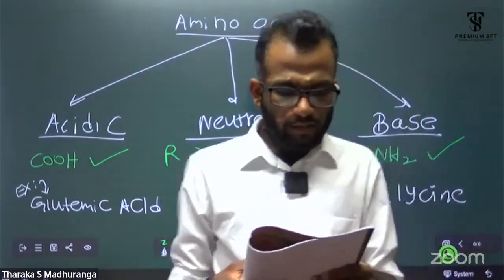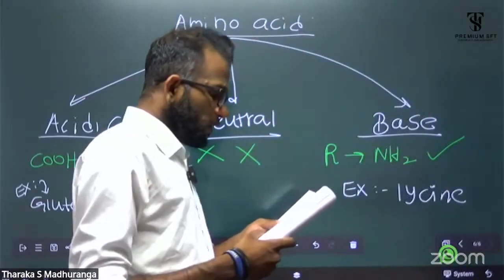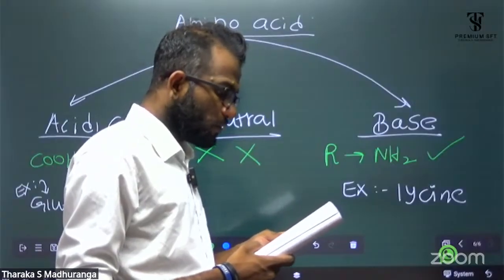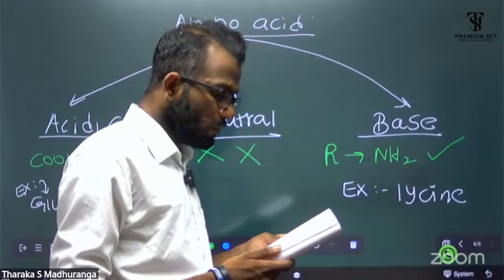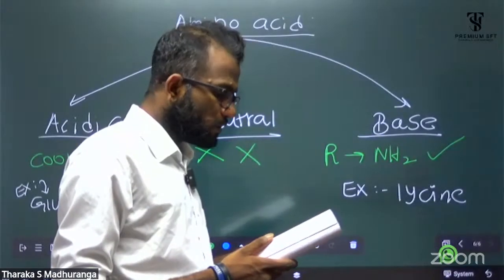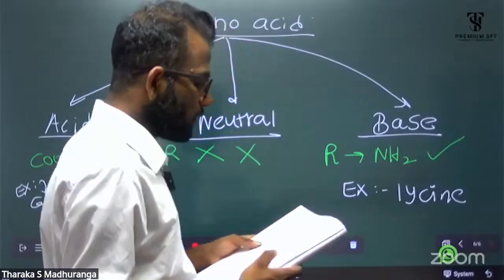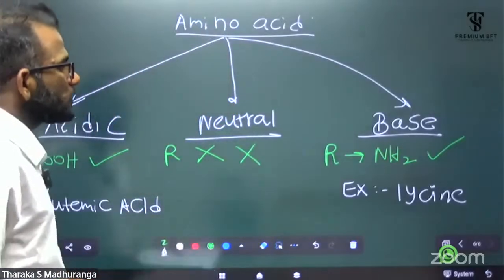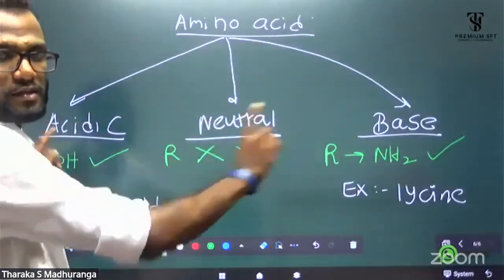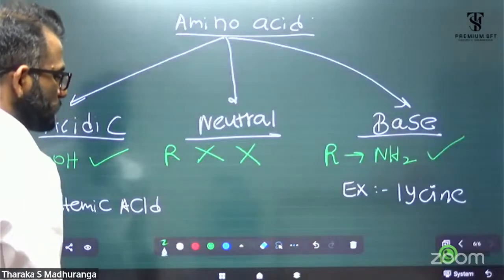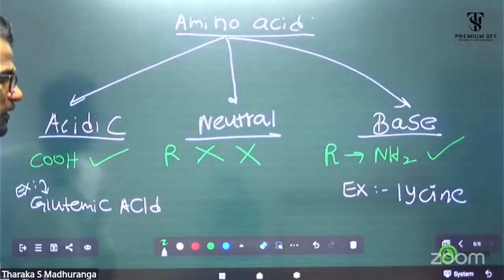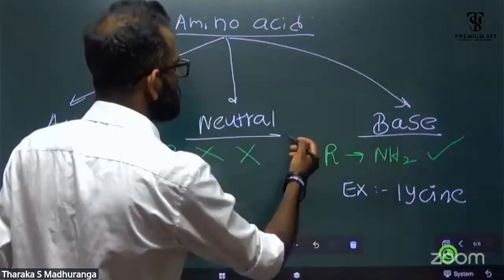Okay, read this. The relative number of amine and carboxyl groups in an amino acid molecule determines whether it is basic, acidic, or neutral. Okay, let's draw this chart in the given space.